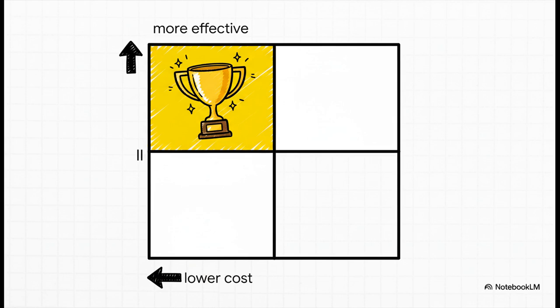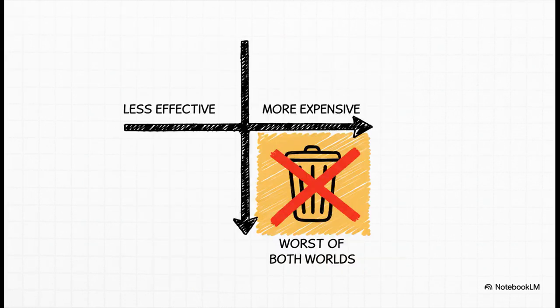If a new drug is more effective and costs less than what we're using now, it lands in quadrant 2. This is your clear winner, a total no-brainer. It dominates the old treatment, just like drugs B and C dominated drug A. The complete opposite of that is quadrant 4. This is where you find treatments that are less effective and more expensive.